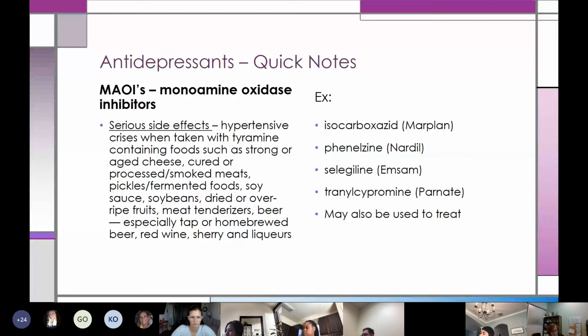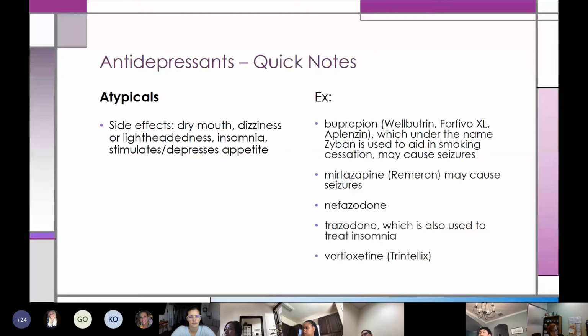All right, true or false? Are you ready? Everybody ready? All right, here we go. A client taking paroxetine may experience serotonin syndrome. True or false? True. Yep. Paxil, SSRIs.